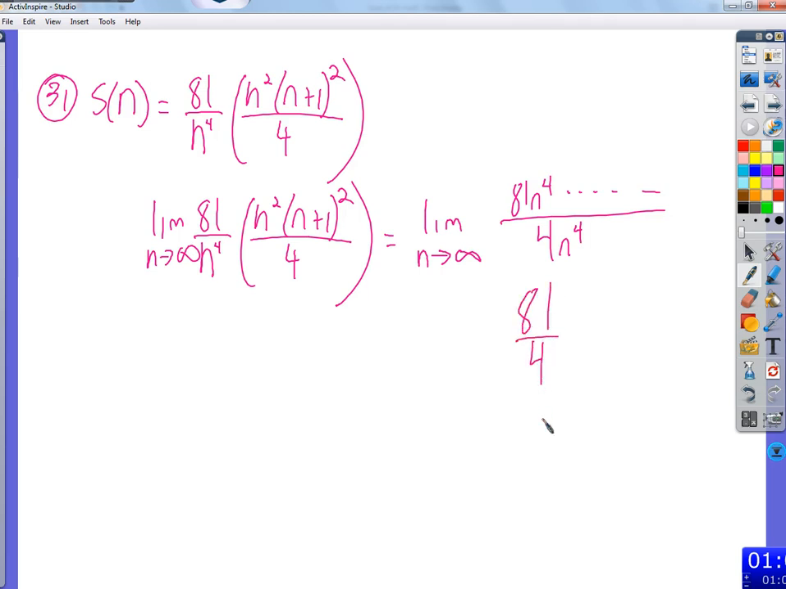So that is the limit. That's what approaches 81 over 4. Okay. So remember, comparing the degrees of the numerator and denominator, that's a big part of it.